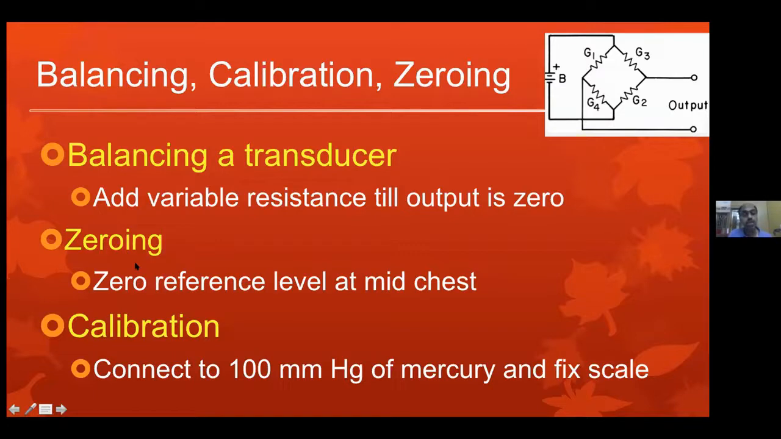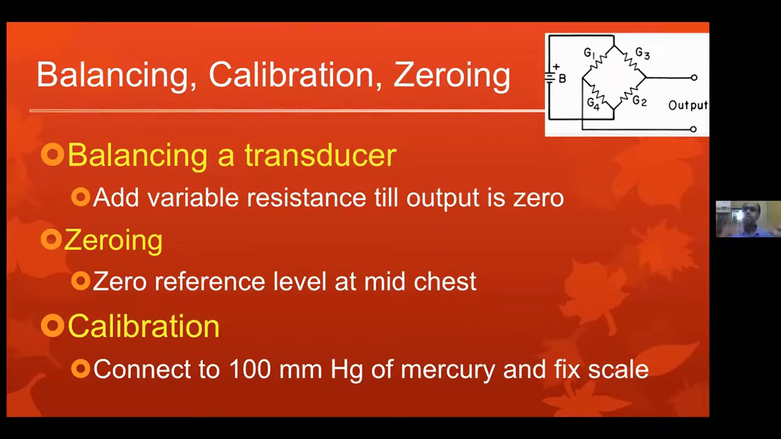Zeroing the transducer. What is zeroing the transducer? This is the 0 reference level. Balancing a transducer is output 0, pressure 0. Zeroing the transducer is putting the transducer at a level which I feel is the middle of the cardiac chamber. Previously, it used to be at mid-chest level. That means the superior surface and inferior surface of the patient are taken, with the sternal angle of Louis, and the mid part of that is taken as the mid-chest level, and your transducer 0 point has to be at the mid-chest level.